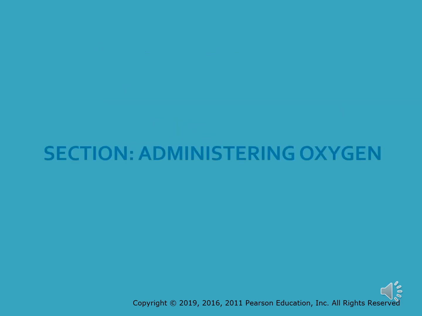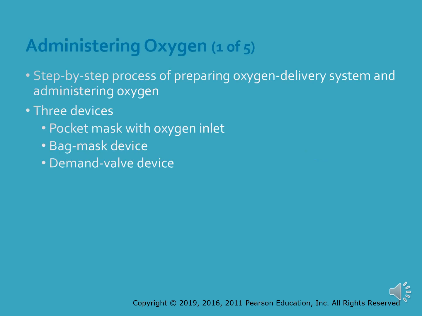In this section, we're going to talk about administering oxygen to a non-breathing patient. There are 3 devices that are commonly used in the EMS setting to provide a high concentration of oxygen while providing rescue breaths for a non-breathing patient. They are the pocket mask with an oxygen inlet, the bag mask device, and the demand valve device. When using these devices, an appropriate airway adjunct should first be inserted, if you are allowed and trained to do so. Always, again, follow your local protocols.